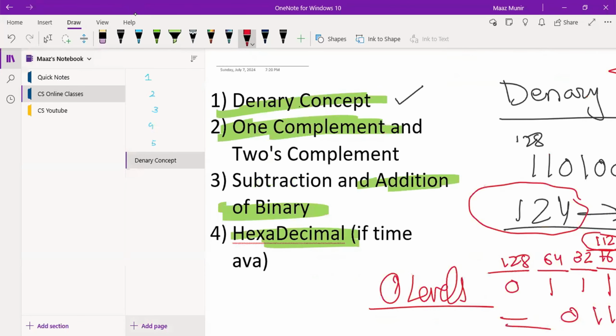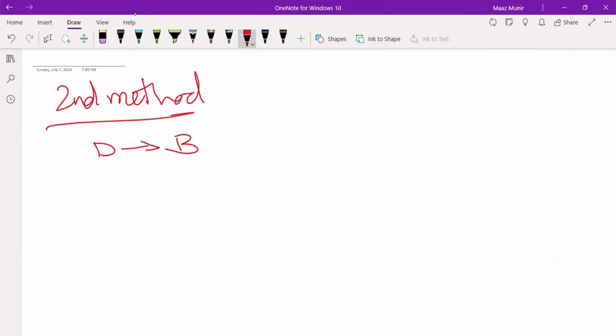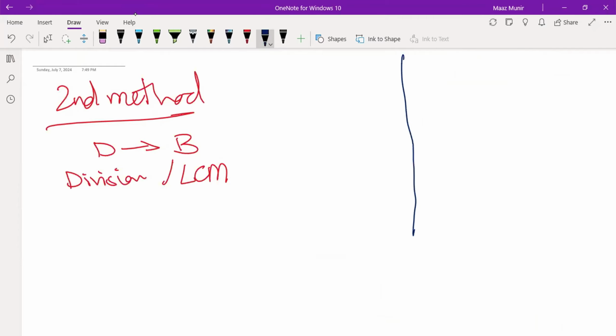Now the second method of converting denary into binary is also quite similar. This method involves constant division, or the LCM method, because we use this type of division mostly in LCMs, the maths concept. So let's say we had 124, right?